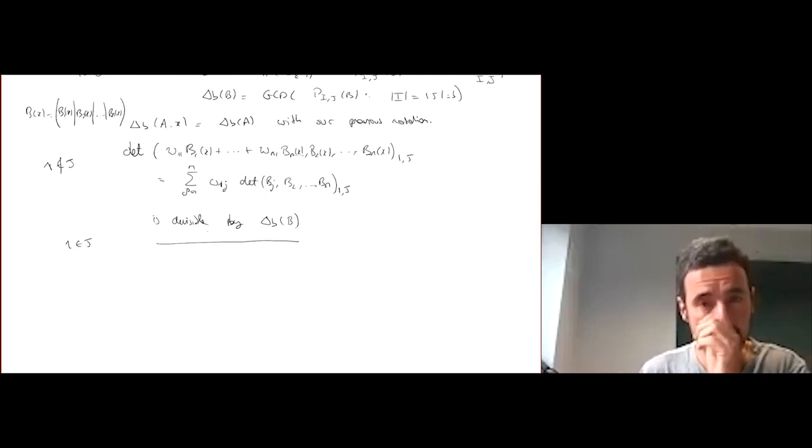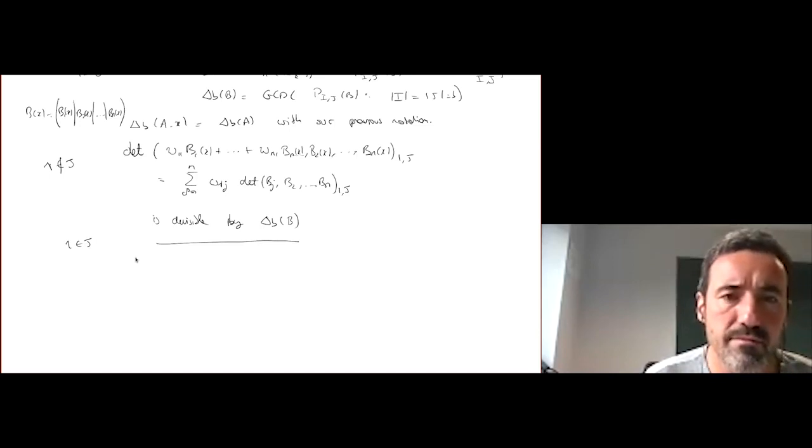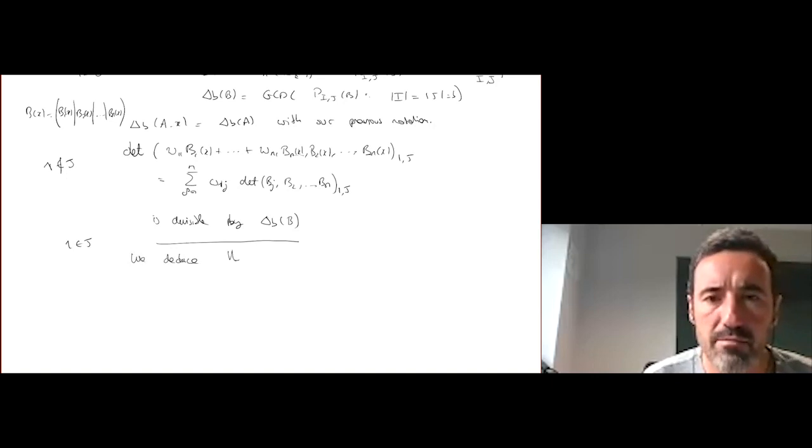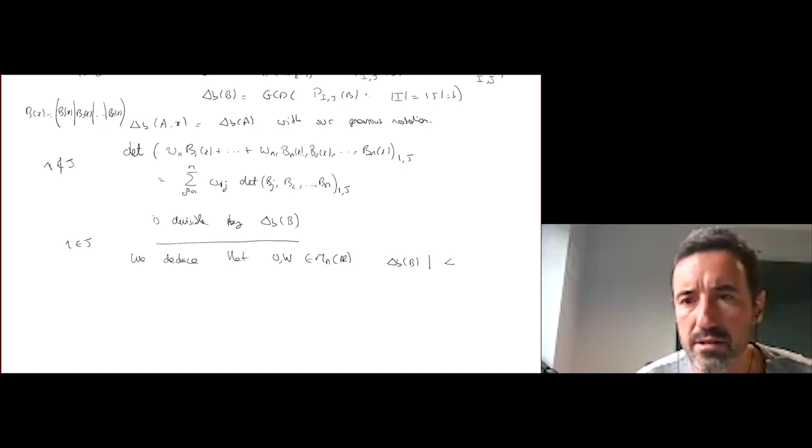Okay, since you can do that for any columns and also for any rows, you deduce that for any matrices U and W, delta B of B divides delta B of U B W.